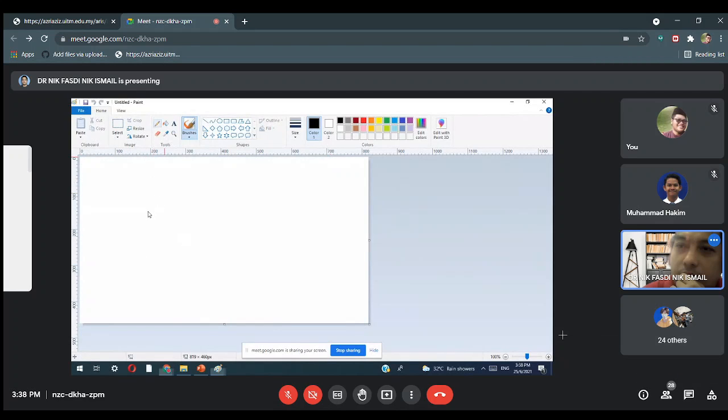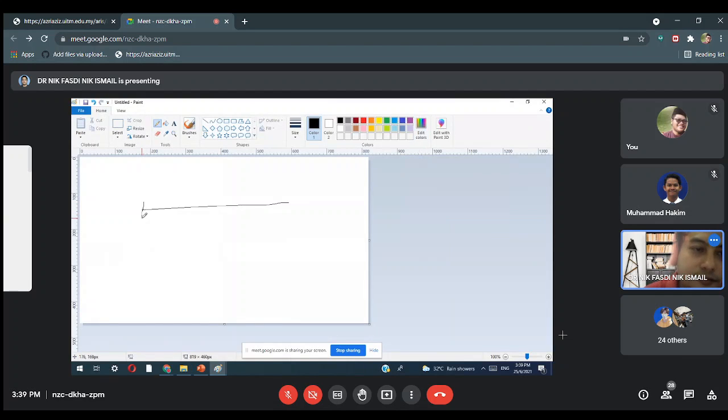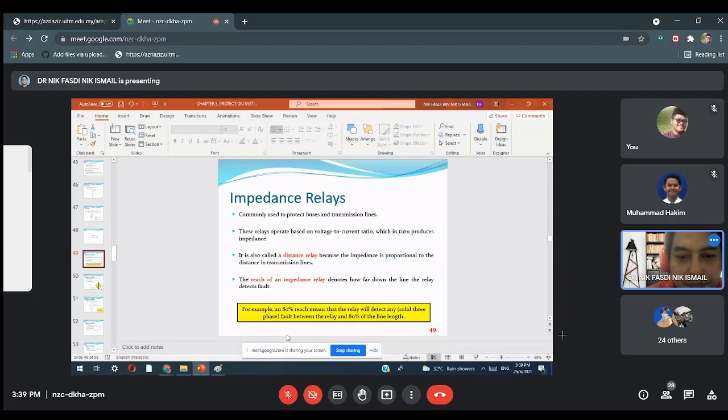So, here is the story. You have a transmission line. In this explanation slide, the example says 80% reach means that the relay will detect any solid three-phase fault between the relay and 80% of the line. For example, this is the transmission line from bus 1 to bus 2. We put the relay here. So 80% of the line, and the balance here is 20%. So it only detects about 80%. That is what it means, so I want you to be clear about the 80% here.